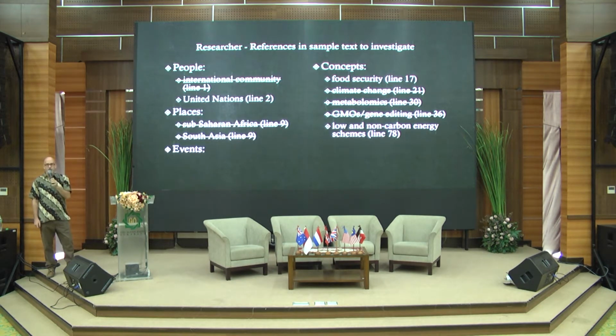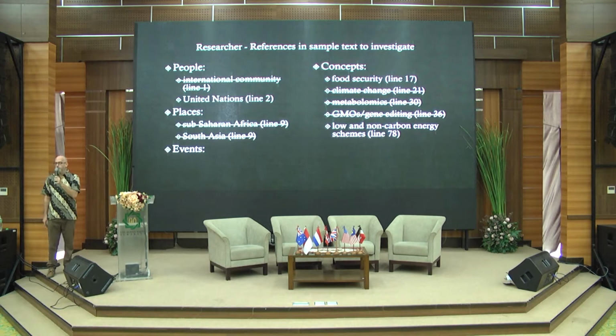I got rid of international community because it's too general. Sub-Saharan Africa and Southeast Asia, you don't really need to understand the text. And the same for climate change, metabolomics, and GMO. They don't have an important meaning for the text. However, food security and low and non-carbon energy systems do. So the researcher should research these points.